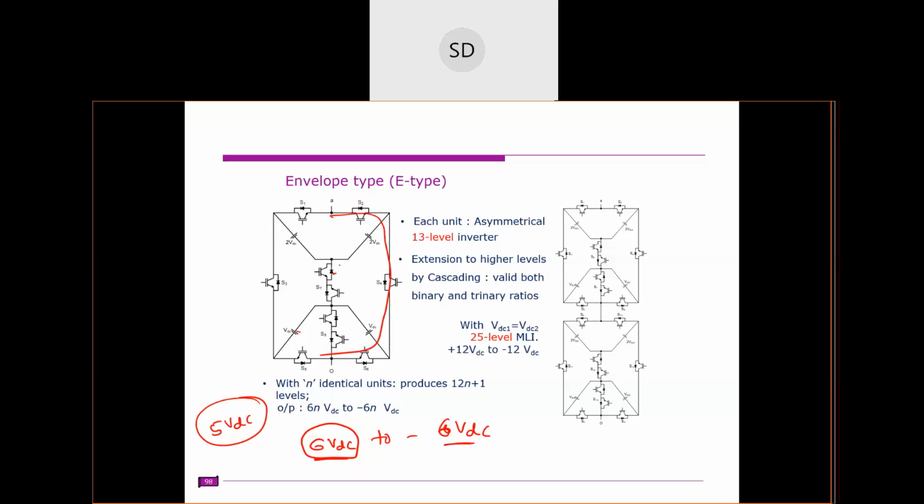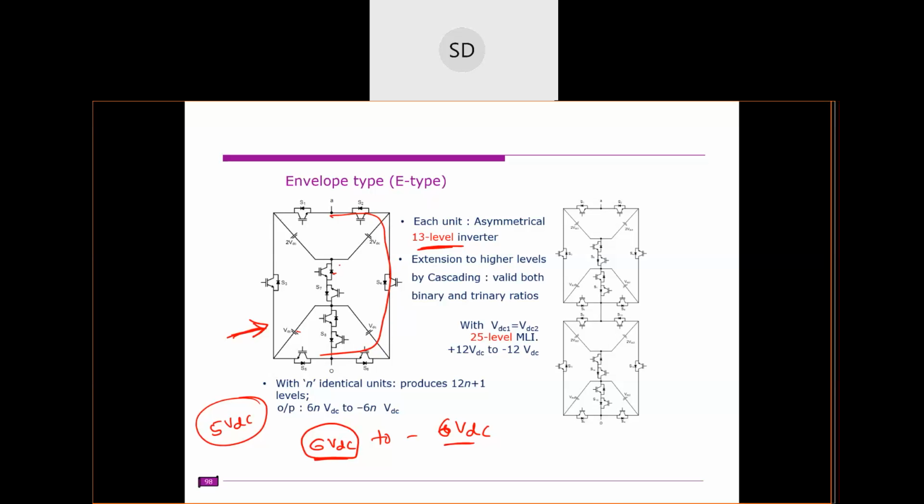Yes, sir. So this is how we will get voltage starting from 6 VDC to minus 6 VDC. This unit itself is generating 13 levels.